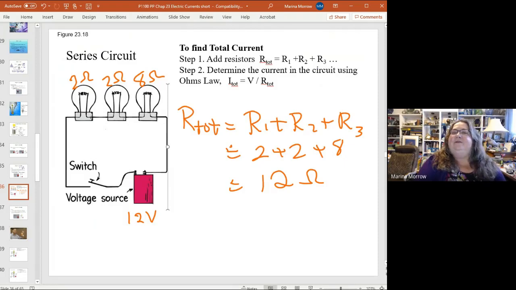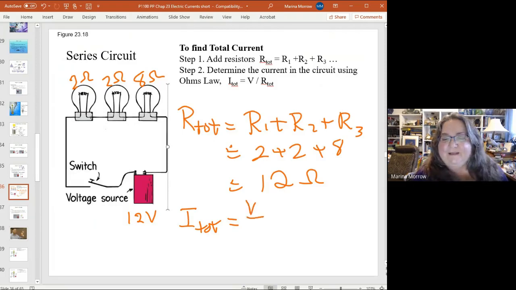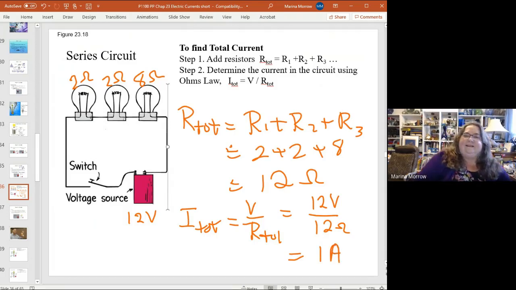Okay, then we're going to use Ohm's law to find the current. So we're going to take the voltage that's driving this, we're going to divide by the total resistance. So we're going to get 12 volts over 12 ohms, and that is just equal to 1 amp. Okay, so I'm down to 1 amp of current flowing in this circuit.